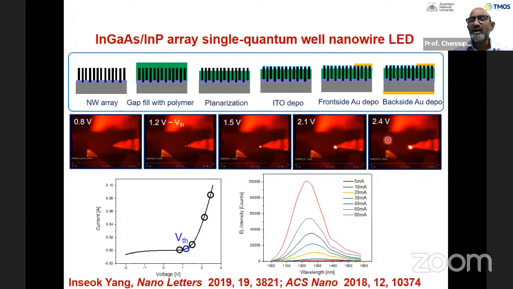Once you embed these nanowire LEDs in a polymer, we can peel them off and they can be used for flexible displays, for example, for flexible phones and flexible computers and other things. In fact, Samsung was interested in that. So that's why he focused on these flexible LED devices.